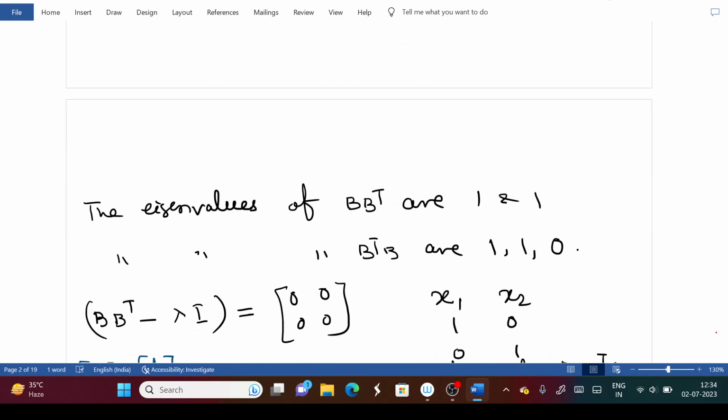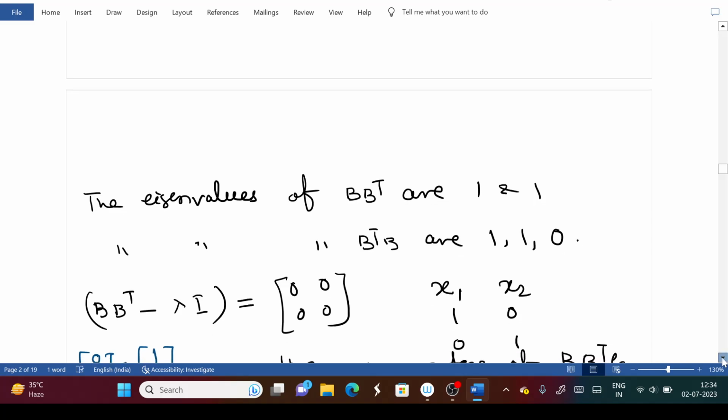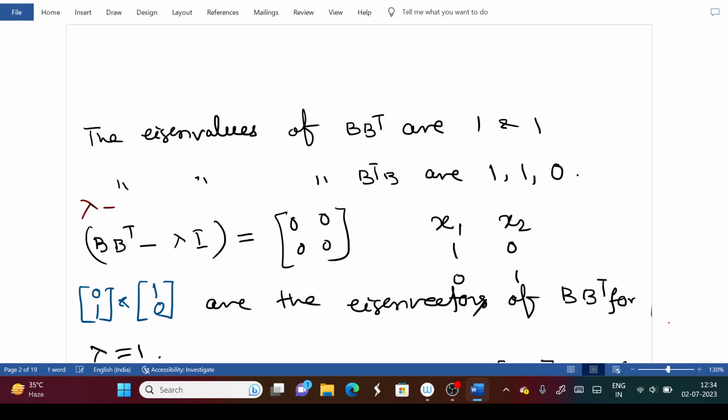So for lambda equal to 1, we subtract lambda, which is 1, from the diagonal elements. Already ones were there and we reduce them by that 1, so the diagonal elements will be 0. Now for any zero matrix, whatever vector I multiply, I will get the zero vector. That means here both variables are free. So this is free, this is free. So we have substituted here 1, here 0, here 0, here 1.